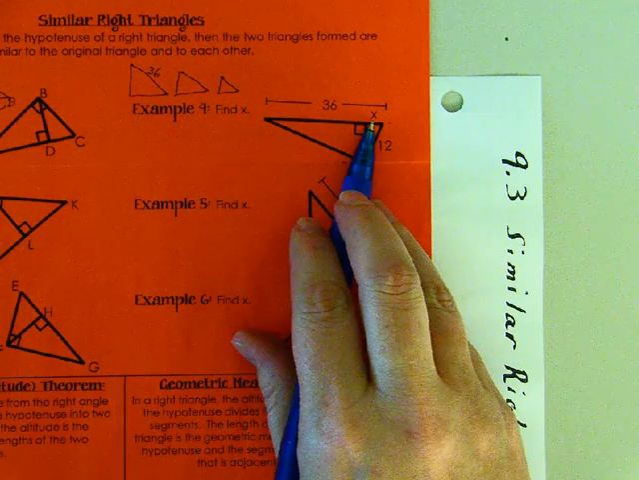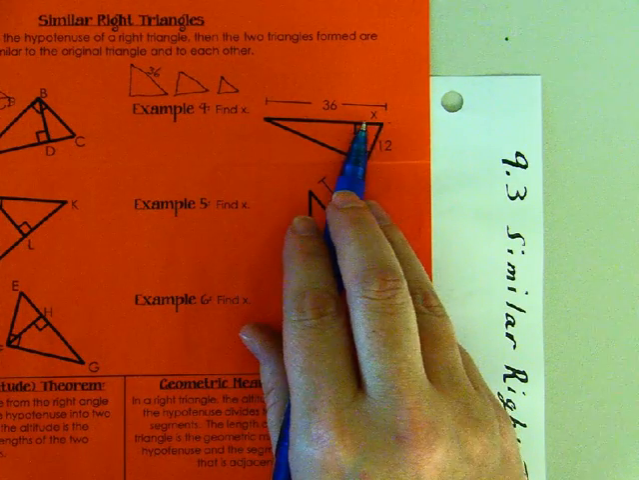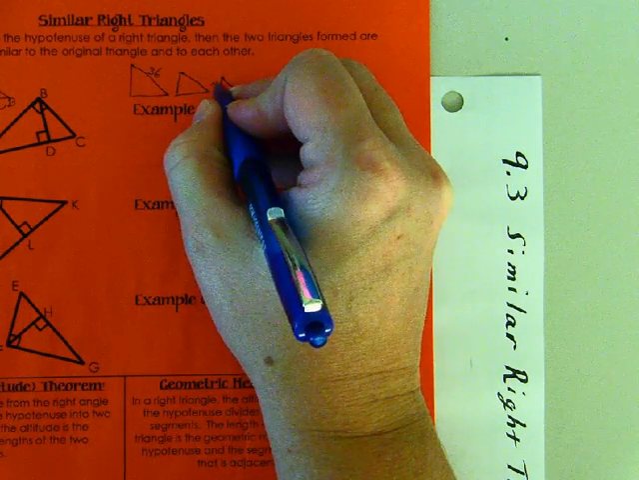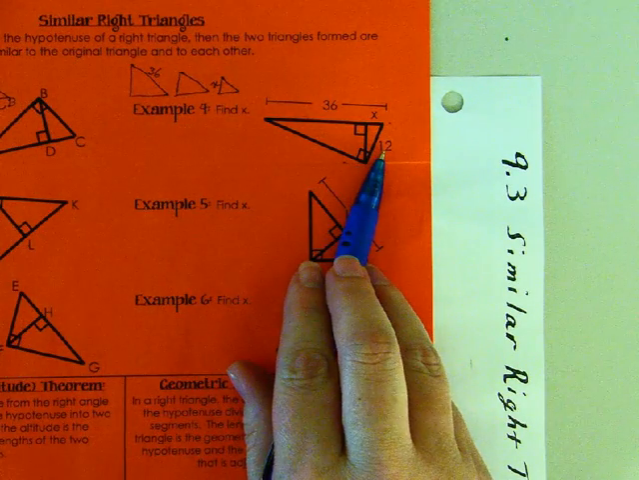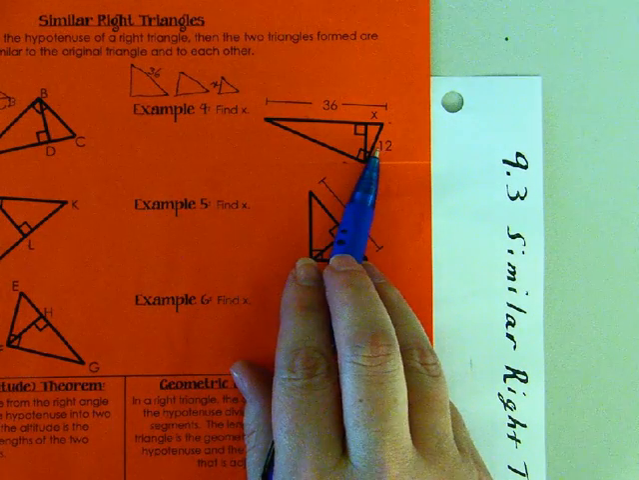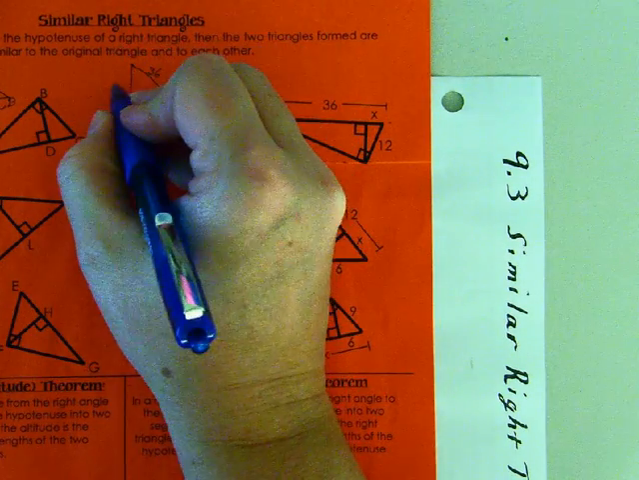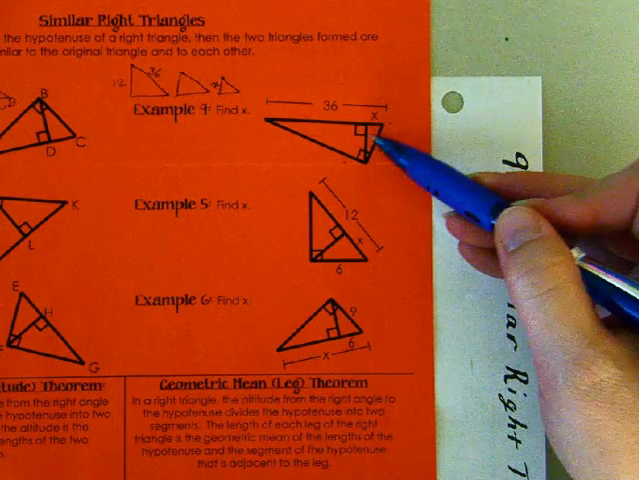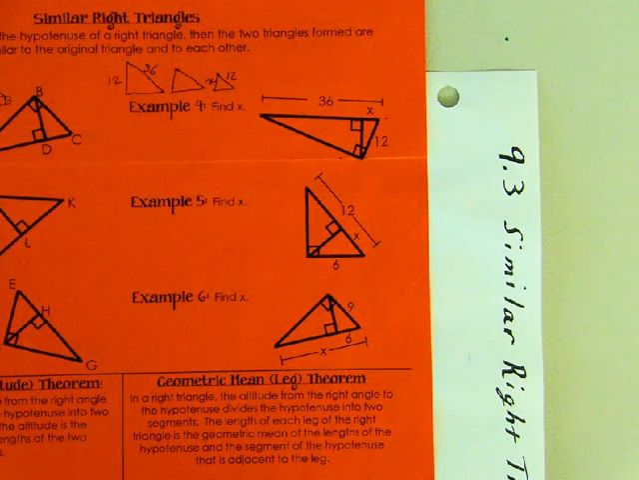Now I'm going to look at the X. What does the X correspond to? The X is the short leg on my little triangle. So I'm going to put the X at the position for the short leg of my little one. And then the 12. The 12 corresponds with the short leg of my big triangle, but it's also the hypotenuse of my little triangle. I'm putting 12 in both of those spots.